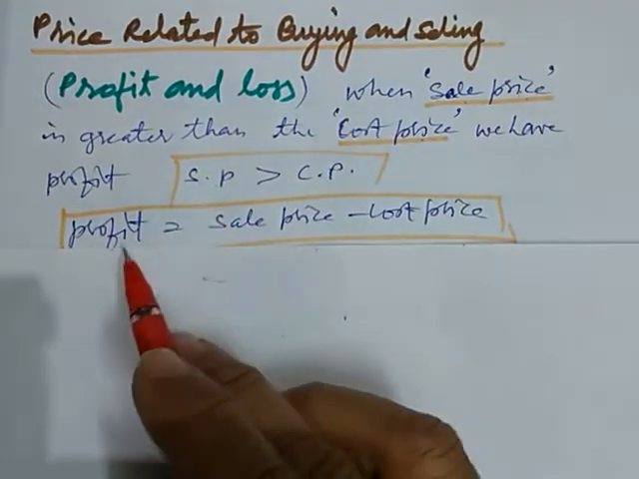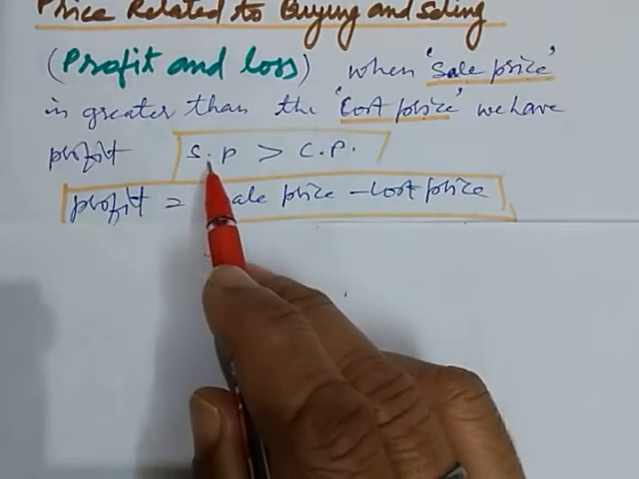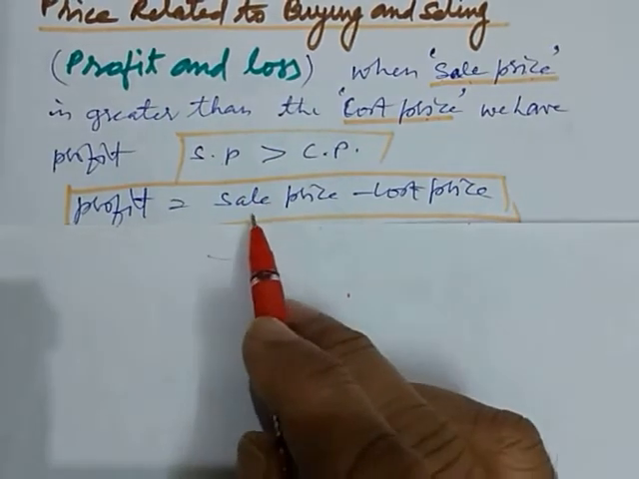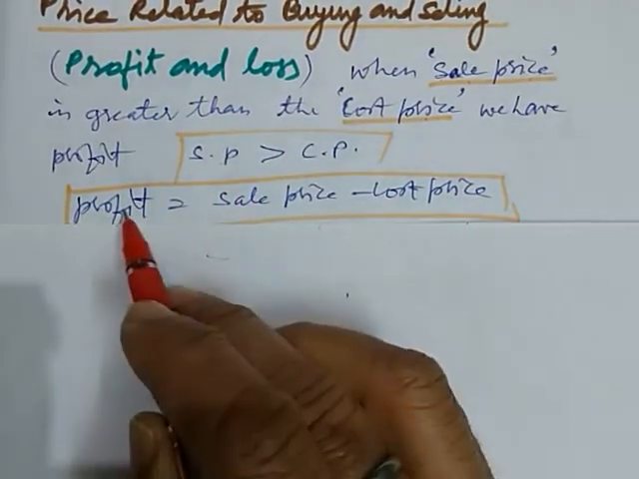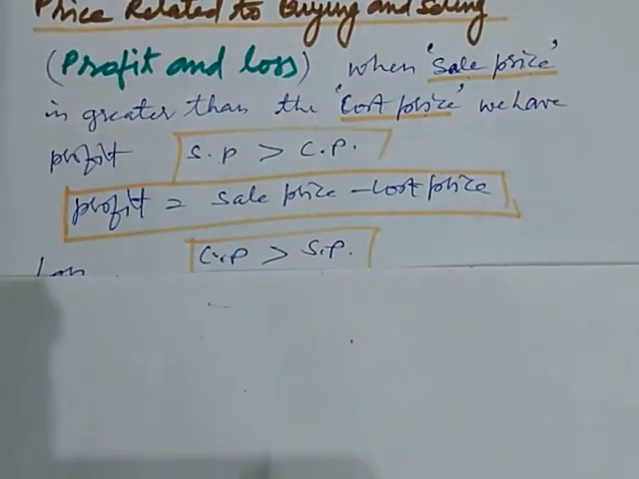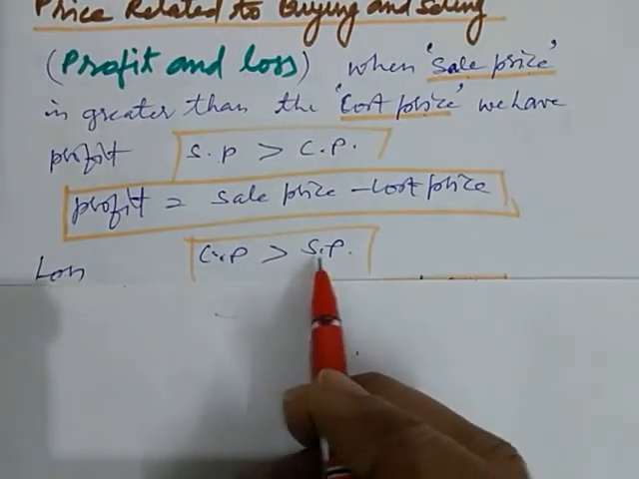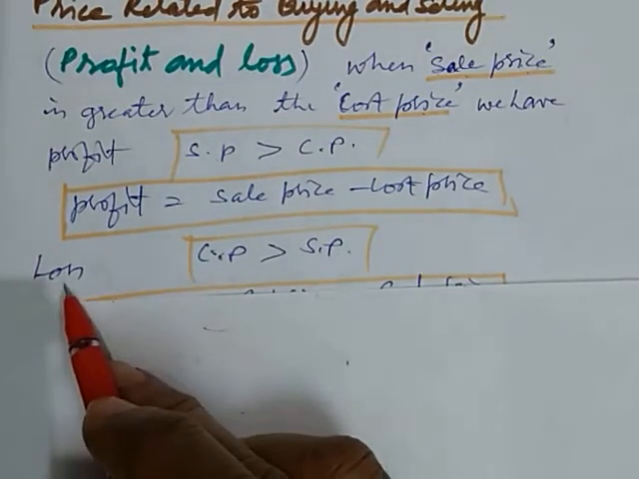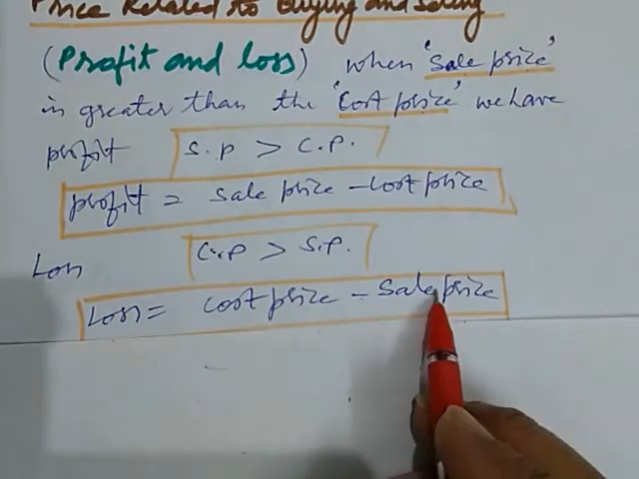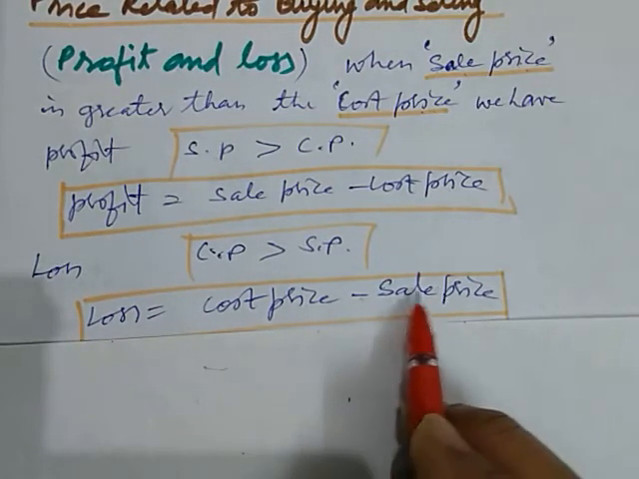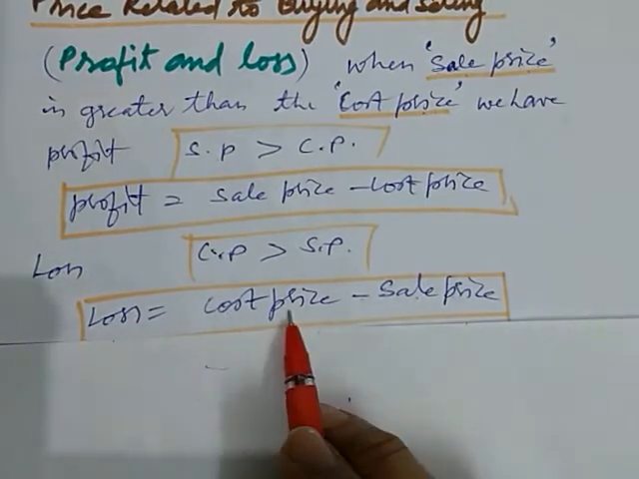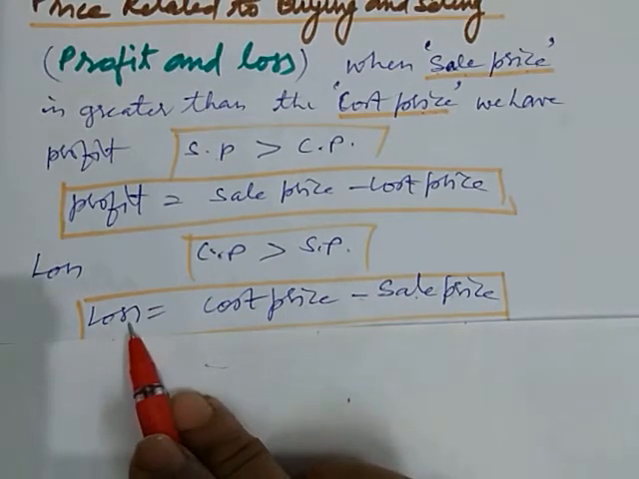And how much is the profit? We have to subtract the cost price from the sale price. So sale price minus cost price is profit. But if cost price is greater than sale price, then we have some loss. And how much is the loss? Cost price minus sale price. Because here the sale price is smaller, we subtract it from the cost price, and we find the loss.